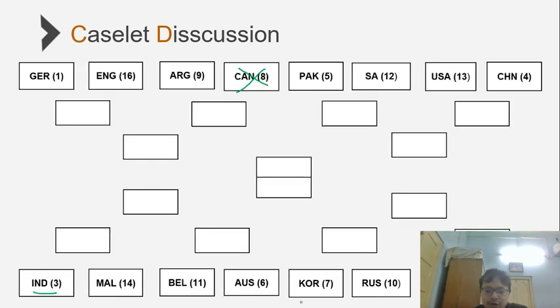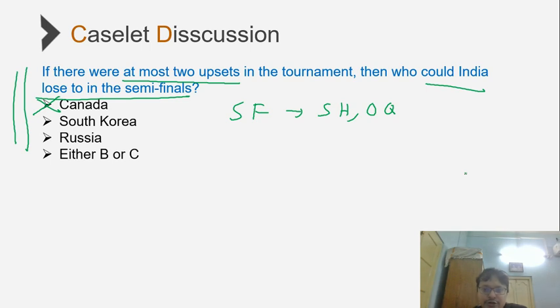However, the problem with South Korea and Russia is that both of them are in the bottom half and from the opposite quadrant as well. So we cannot eliminate either South Korea or Russia. So what we need to do is look at the other condition in the set, that there were at most 2 upsets in the tournament. So out of South Korea and Russia, which one is possible?